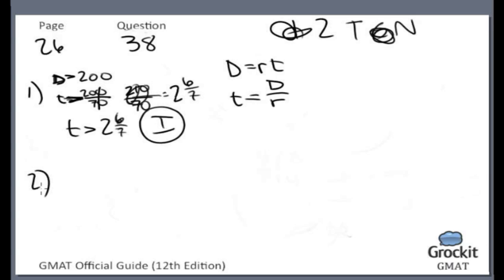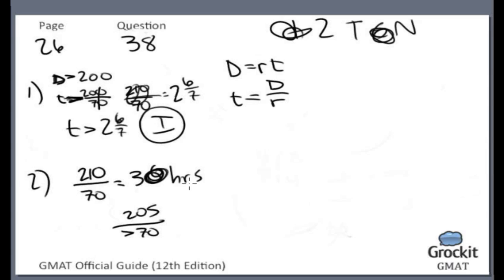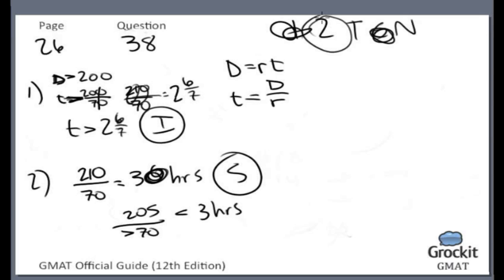Statement 2, the distance that Paula drove from her home to her college was less than 205 kilometers. Remember what we said before, that if it were just a straight out 210 divided by 70, that would exactly equal 3. In this particular case, we know that she drove a shorter distance than 210, it's 205, and we also know that she drove at a speed greater than 70 kph. So if she had driven 210 at 70, that would take 3 hours. If she drove a shorter distance at a faster speed, it is guaranteed to be less than 3 hours. Therefore, statement 2 on its own is entirely sufficient to answer the question. Choice B.